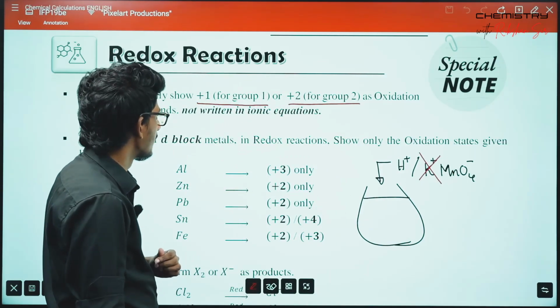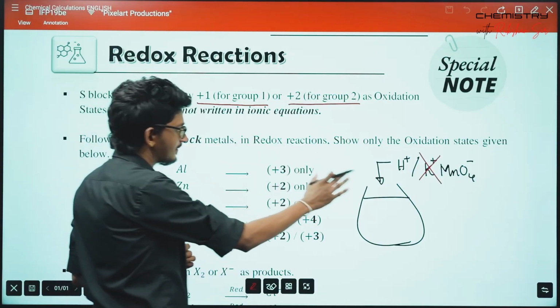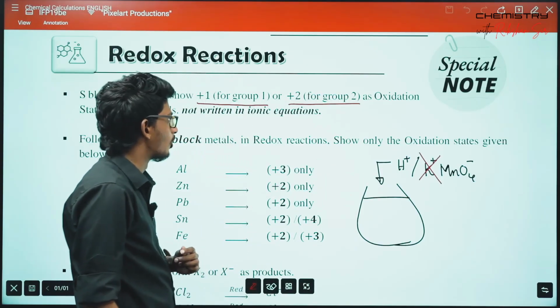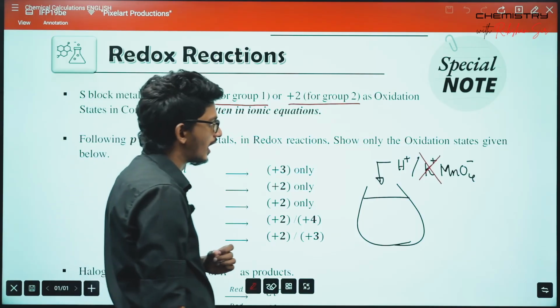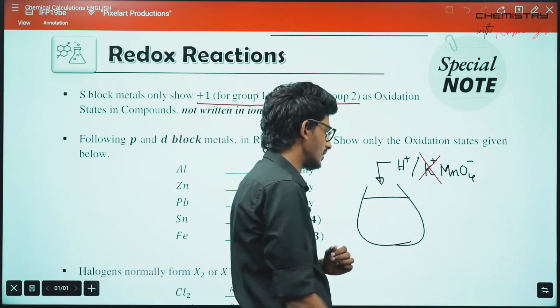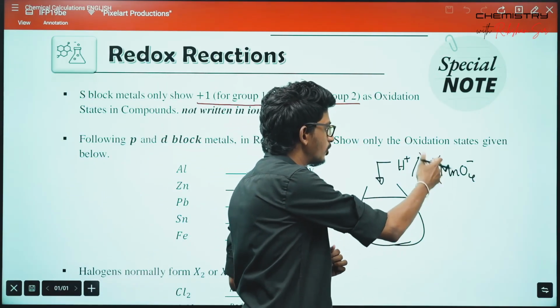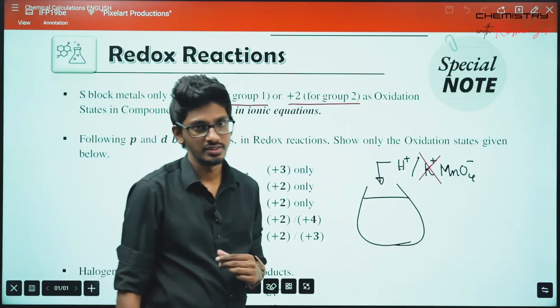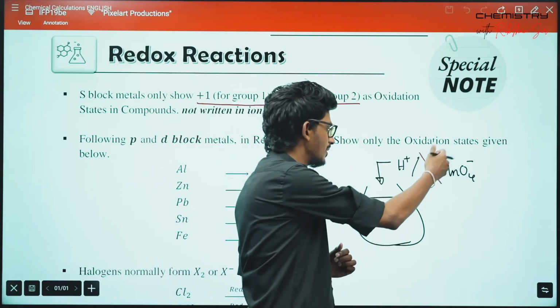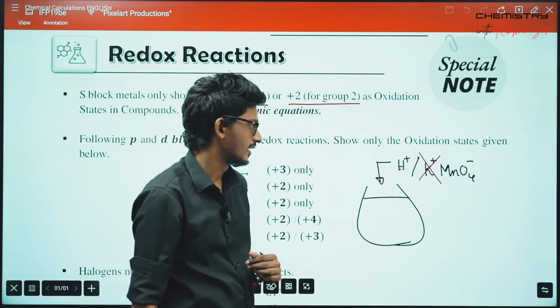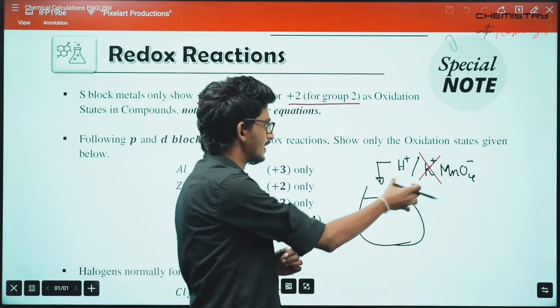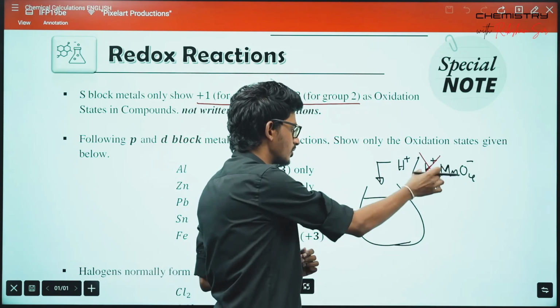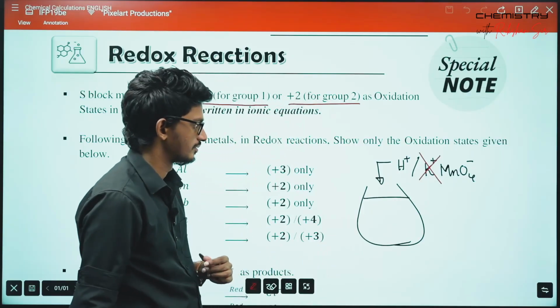Why is that? Because as a group 1 element, potassium always shows the +1 oxidation state only. There is no other oxidation state available with potassium. So K+ is not going to participate in redox reactions. When considering reactions of H+ and KMnO4, K+ is not going to participate.